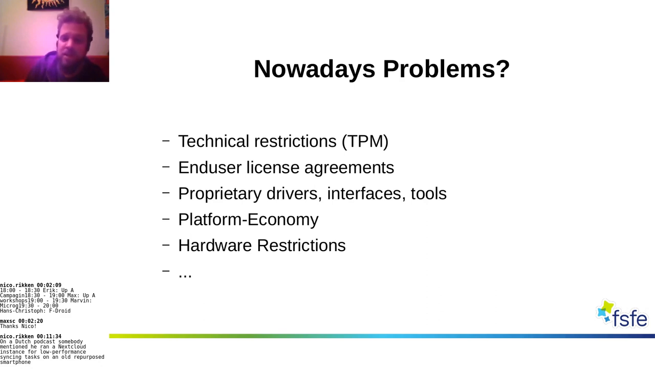Why? Because there are technical restrictions. We have end user license agreements that void warranty or other things when I do it. Then for the developers, we have the problem of proprietary drivers and interfaces and tools. So it's very hard for them to write or replace the operating system, or to use all the hardware from the phone with their own written operating system. More and more, the platform economy says, okay, you cannot use my service in case you're running a custom ROM on your phone, and so on and so on. So we have a lot of problems, but we have political regulations. This can be solved if we tell politicians how to do it correctly.